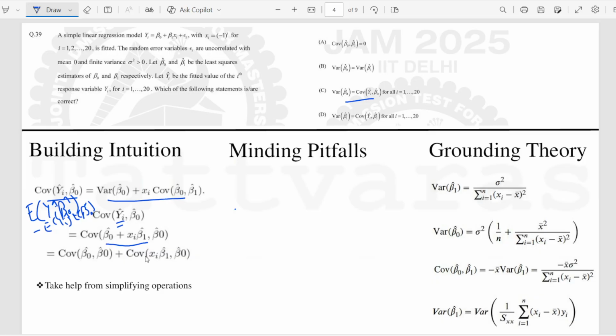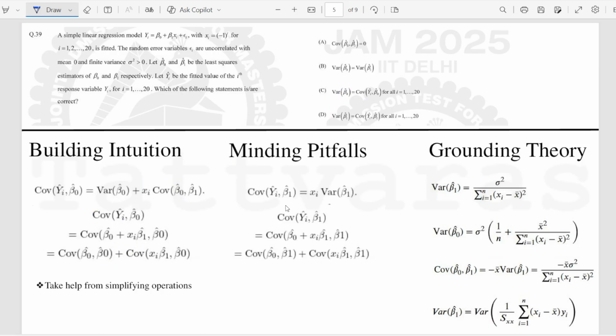Prediction part is exactly this. And then using the linearity of covariance, this thing becomes covariance of beta naught hat with itself, which means the variance of beta naught hat. And this xi would come out and covariance of beta 1 hat and beta naught hat, but we already know that this thing was 0 given the specific structure of our problem. So this thing is indeed equal to the variance of beta naught hat. So this is correct.